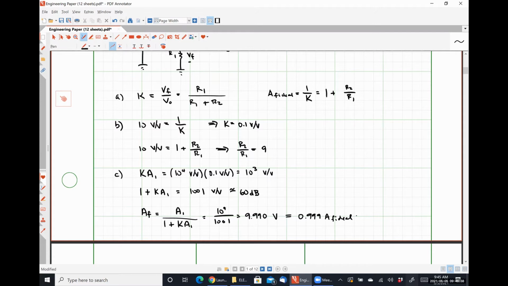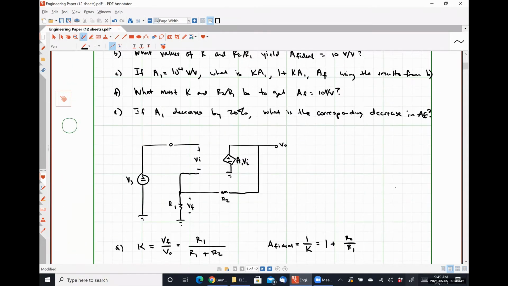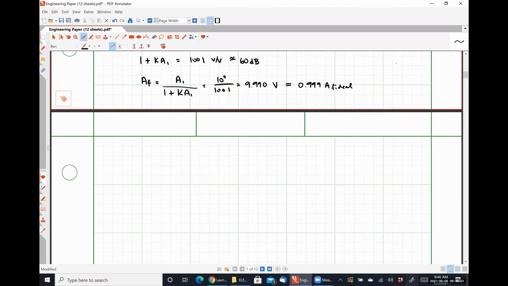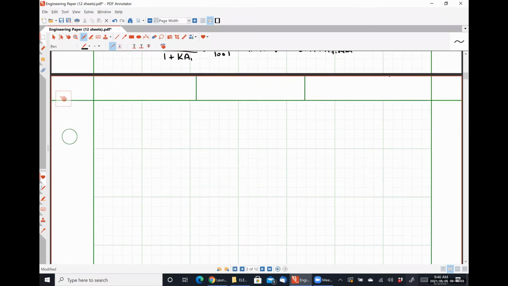All right, so part D asks us what value of K and R2 over R1 must be used to get a gain of 10. And that was obviously what we were designing for. So what do we need to change to get that specific gain?